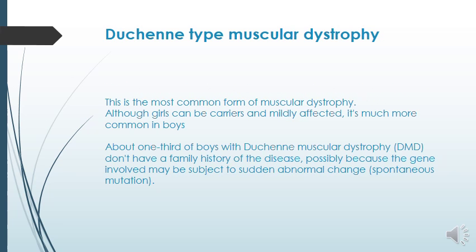The most common form of muscular dystrophy is Duchenne type muscular dystrophy. Although girls can be carriers and mildly affected, it's much more common in boys. About 1/3 of boys with Duchenne muscular dystrophy don't have a family history of the disease, possibly because the gene involved may be subject to sudden abnormal change, a spontaneous mutation.